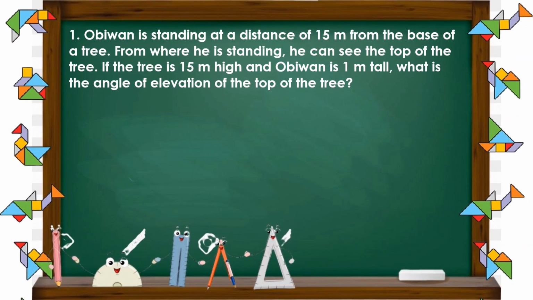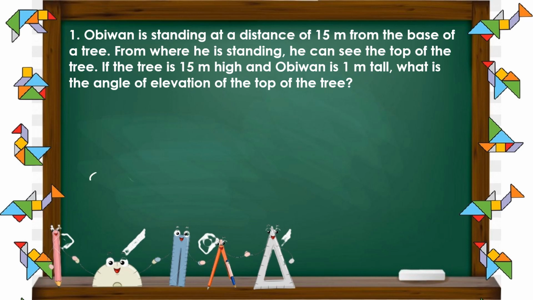Obi-Wan is standing at a distance 15 meters from the base of a tree. From where he is standing, he sees the top of the tree. If the tree is 15 meters high and Obi-Wan is 1 meter tall, what is the angle of elevation of the top of the tree?